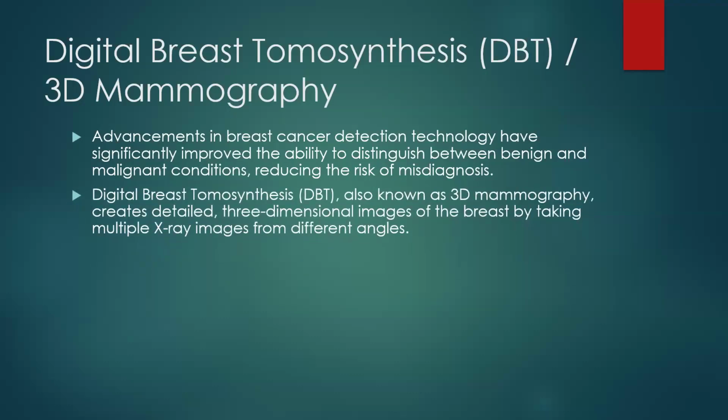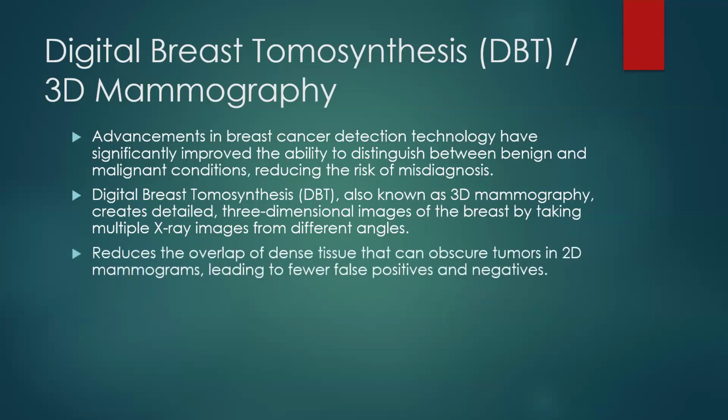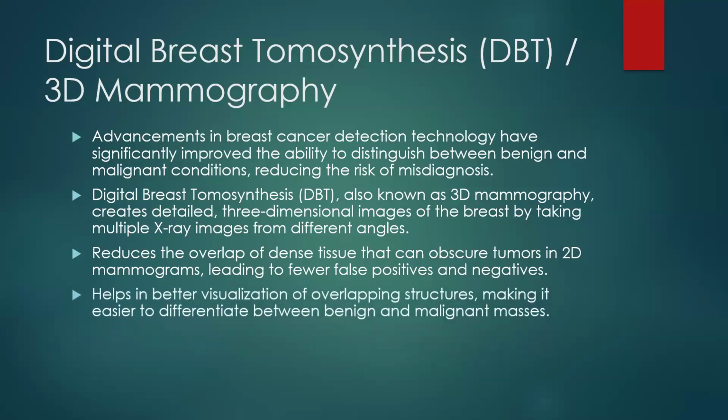Digital breast tomosynthesis, also known as 3D mammography, creates detailed three-dimensional images of the breast by taking multiple X-ray images from different angles. So it reduces the overlap of dense tissue that can obscure tumors in the old 2D mammograms, leading to fewer false positives and negatives. It helps in better visualization of the overlapping structures, making it easier to differentiate between benign and malignant masses.